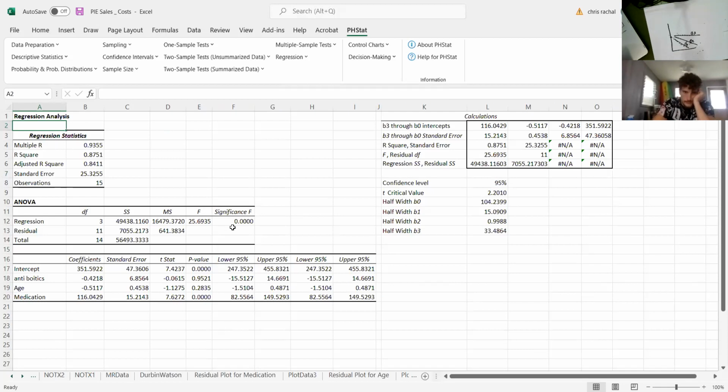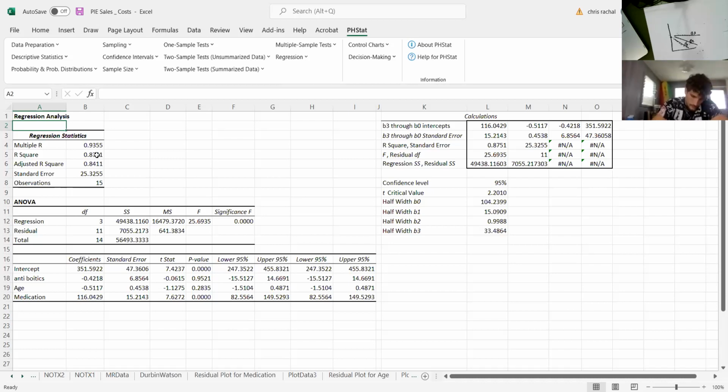So now we're looking at the time that they spent in the hospital based off of their age, based off of if they're being given antibiotics, and if they're taking that brand new medication, what does that mean time-wise? And we're looking in hours of how long they spend in the hospital. Looking at this model, this tells us how strongly correlated antibiotics, their age, and the medication are to them spending less or more time in the hospital.